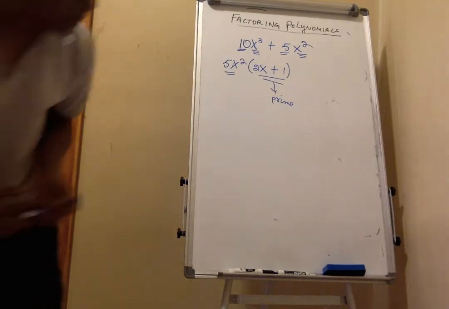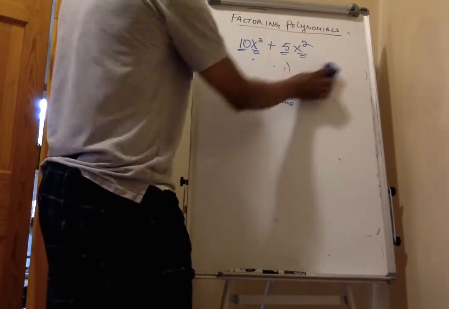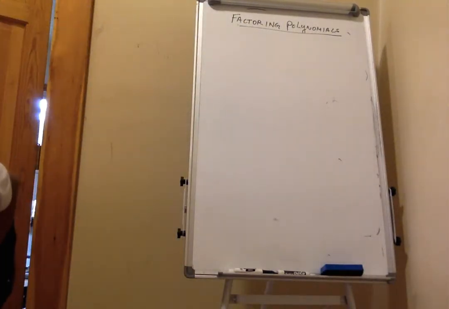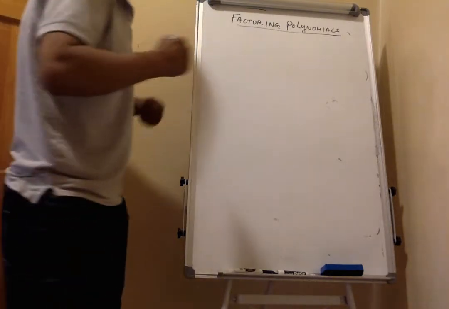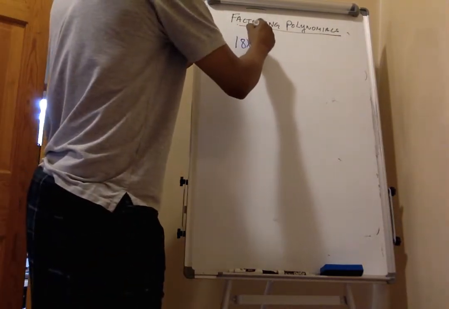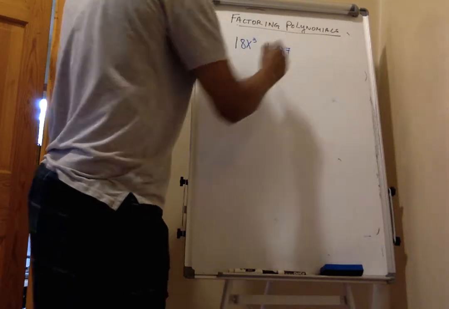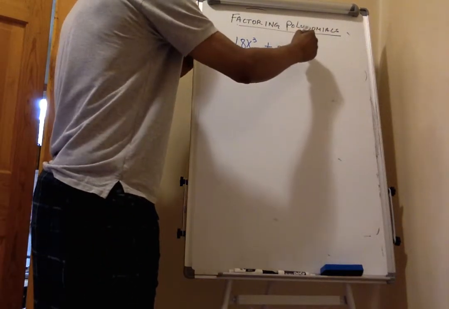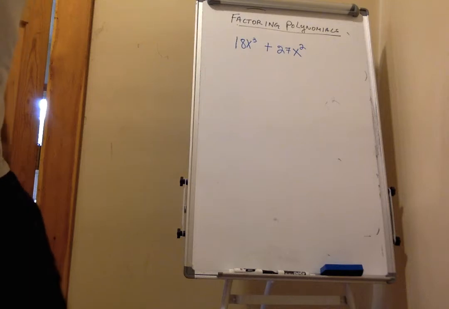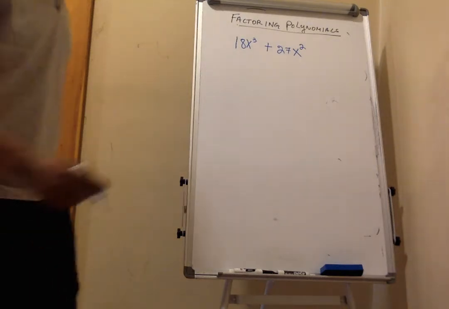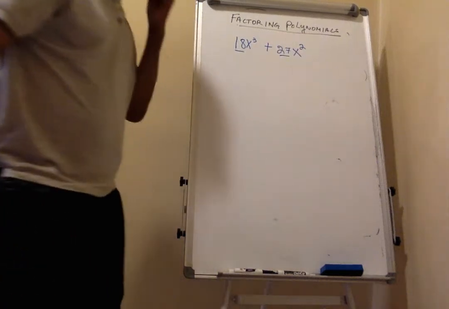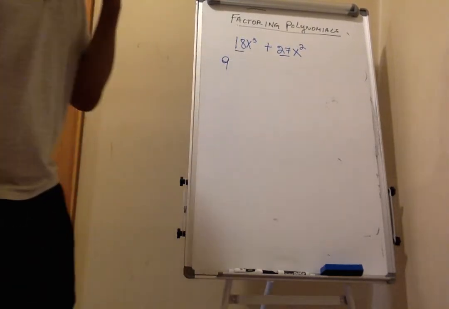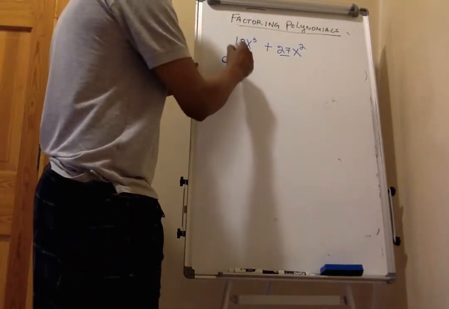Okay. So let me do some exercises on this. Suppose you have 18x cubed plus 27x squared. Again, let's try to find the greatest common factor between 18 and 27. If you go ahead and search for that, you're going to end up with 9. Then between x cubed and x squared, it is x squared.